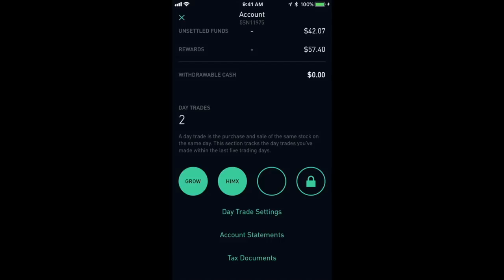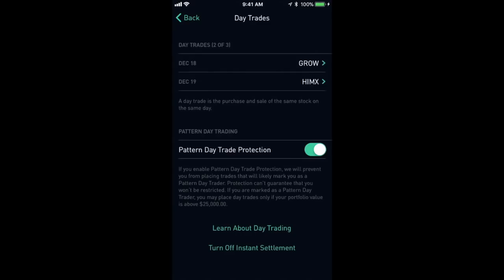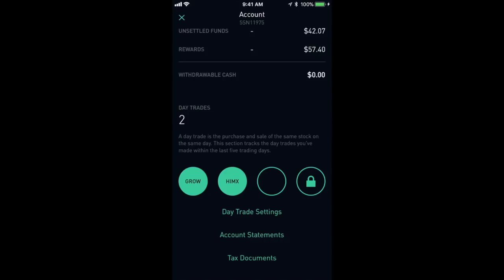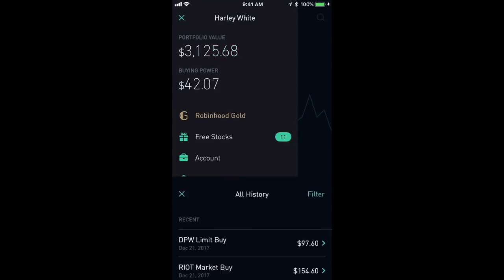If you click on day trading settings, you'll notice that it has a toggle option there that's going to limit you. Robinhood will automatically stop you from committing any trade that will label you as a pattern day trader. So this is important. If you do get labeled as a pattern day trader, it'll prevent you from doing any type of day trading unless your portfolio value is above $25,000, which most of us are not trading on that kind of level. So let's go ahead and bounce back and move on to our history section.